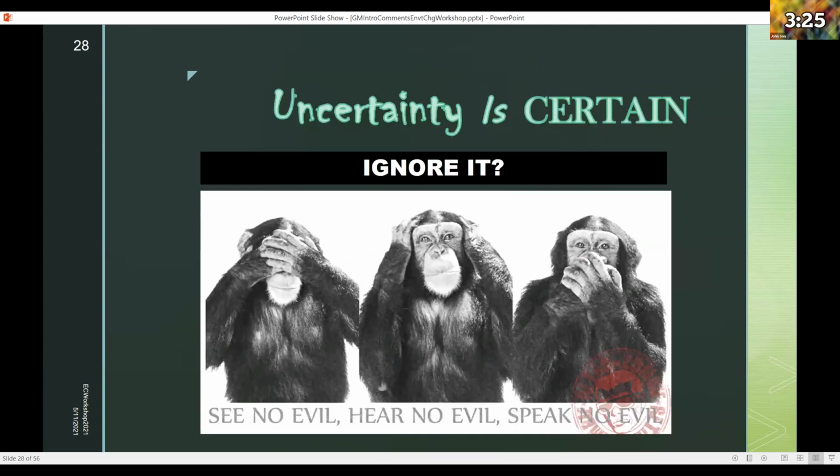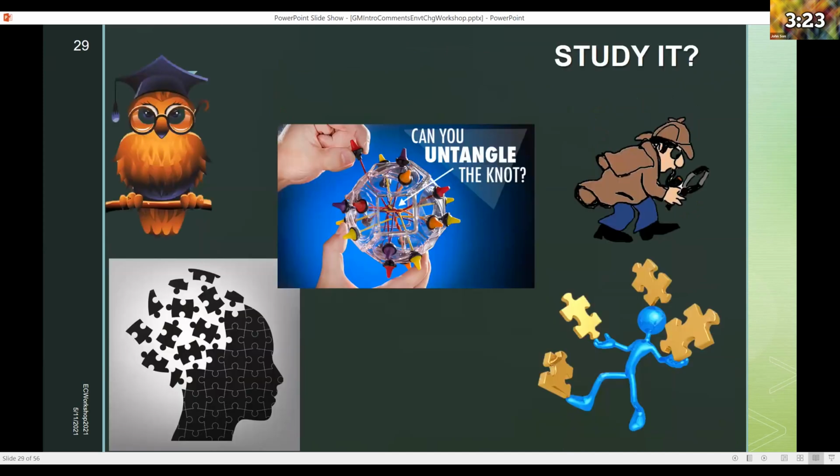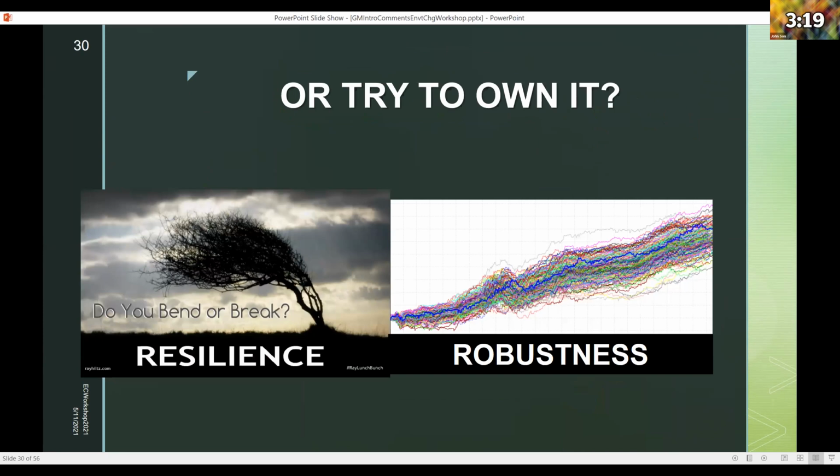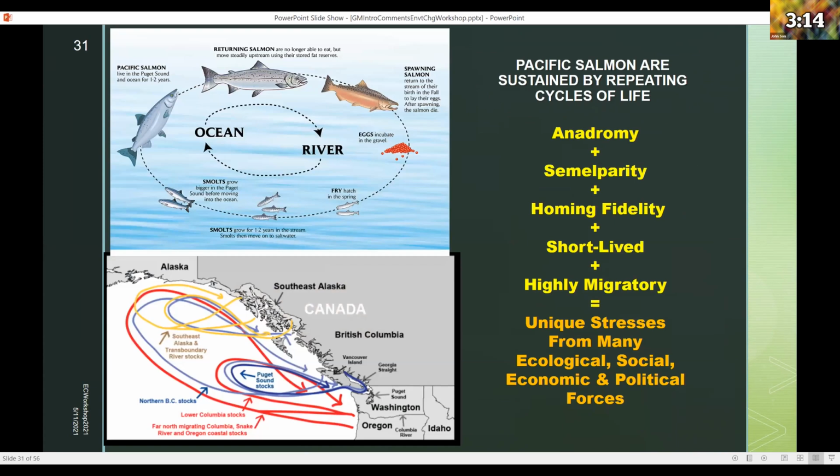Uncertainty is what's certain. We can ignore it, we can try to study it, or we can try to own it through concepts like resiliency and robustness. Pacific salmon are rather unique and important in facing our environmental challenges. They're sustained by repeating cycles of life, being anadromous, semiparous, with a high degree of homing fidelity. That means there's going to be unique stresses from many ecological, social, economic, and political forces.